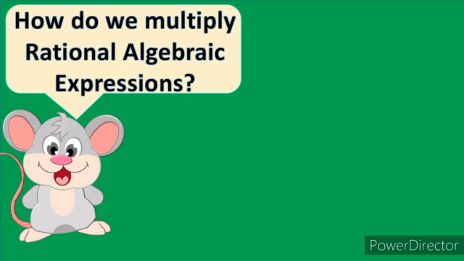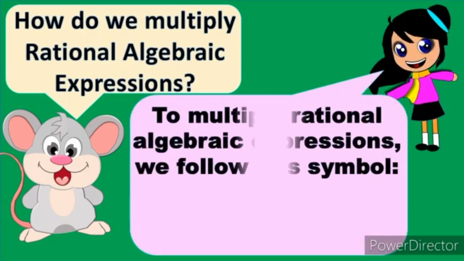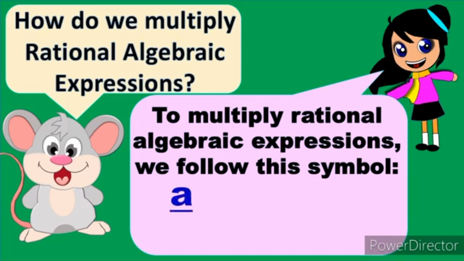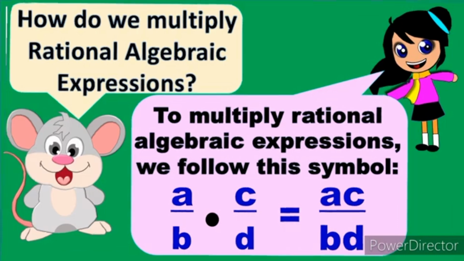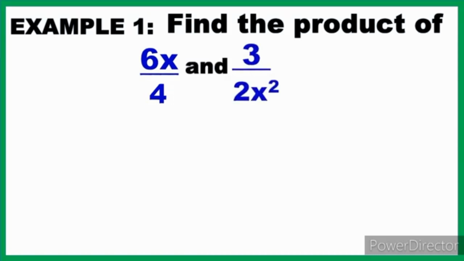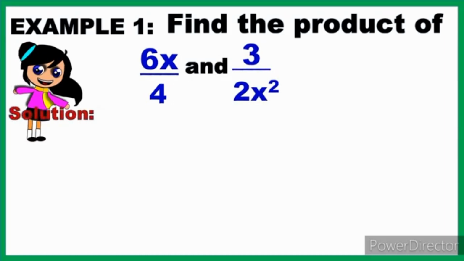Okay, now let's proceed. How do we multiply rational algebraic expressions? To multiply rational algebraic expressions, we follow this symbol a over b times c over d equals a times c over bd, which is parang fraction din. Okay, so i-apply natin kung ano yung natutunan natin sa multiplying fraction. Okay, now let's have an example number 1. Find the product of 6x over 4 and 3 over 2x squared.